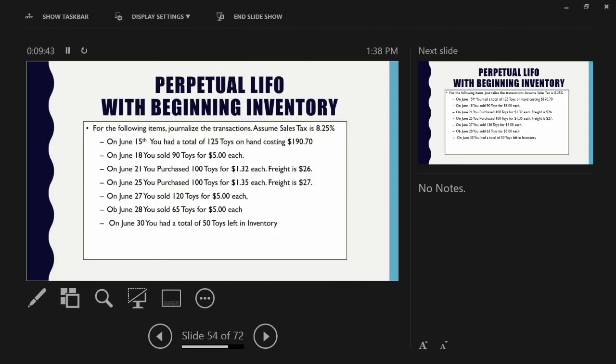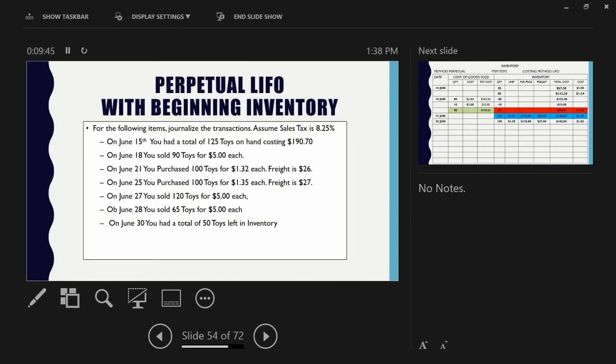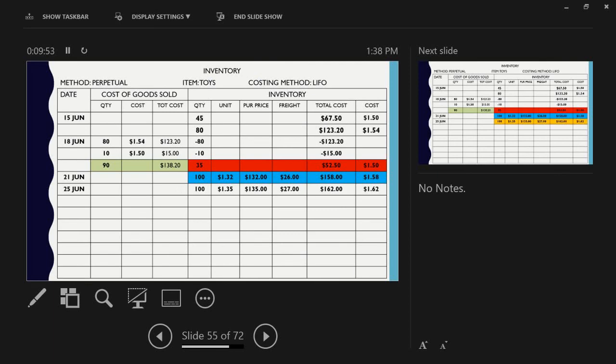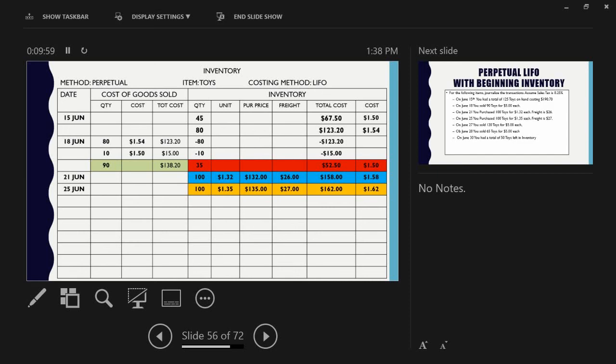All right. So then on the 25th of June, I made another purchase of 100 toys for $1.35 and freight was 27. So I went ahead and solved it for you. Okay. And with that being said, I have another batch and I'm going to color it orange.